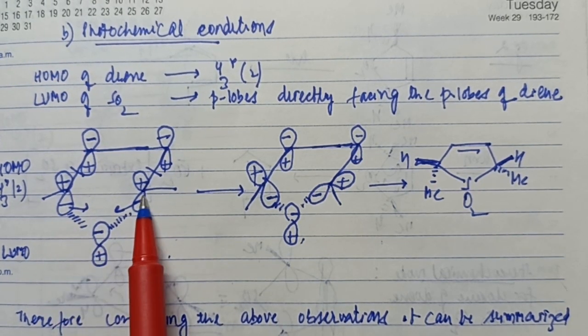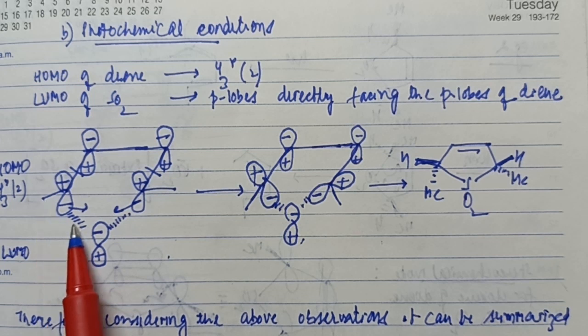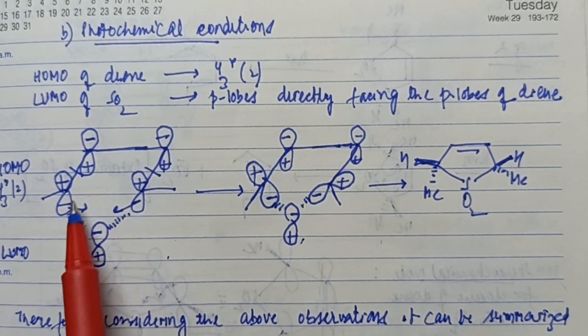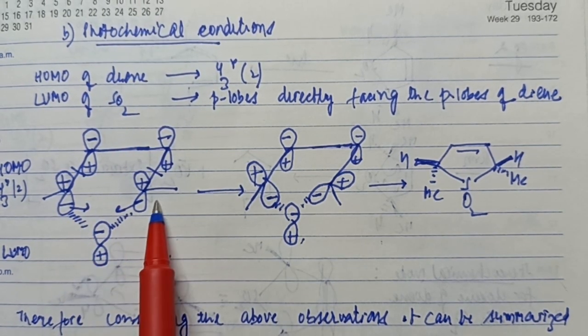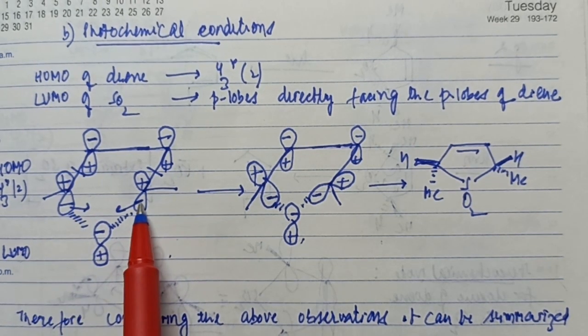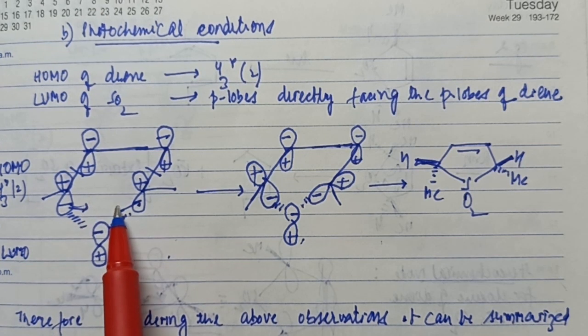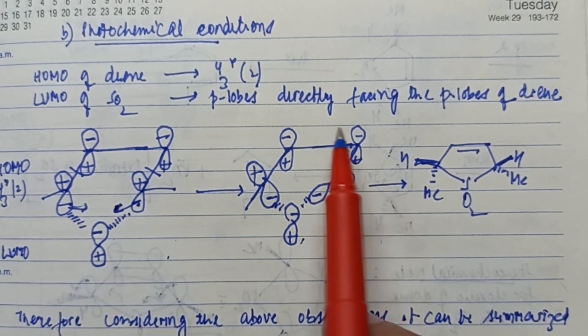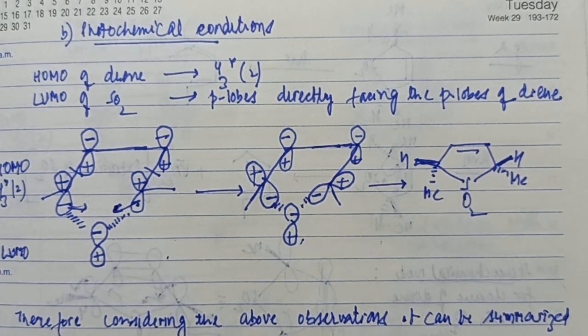And since they have same faces, you can see in this particular case, under photochemical conditions, it is the same face of the diene which is adding. Therefore, diene is adding in a suprafacial manner. Indirectly, this and this lobe is adding. This will interact. That means both lobes will move in a disrotatory fashion. Hence, this process is occurring under disrotatory fashion.